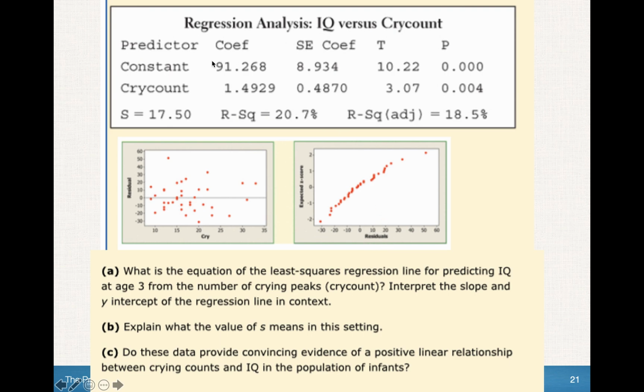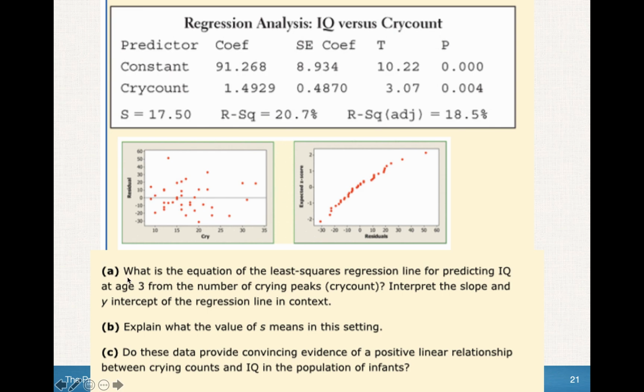Again, this is my y-intercept. It's the coefficient of the constant. This is my slope. So this is the coefficient of the variable, which is the cry counts. We have the standard error of the coefficients. Now, this one, 8.934, we don't use. That is the standard error of the y-intercept. The one below it, the 0.487, that is the standard error of the slope. That's very important. That is SE sub b.